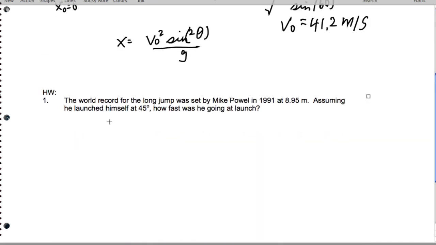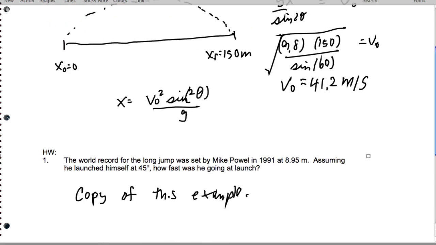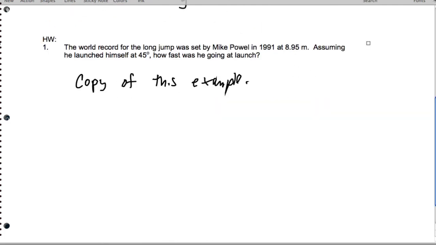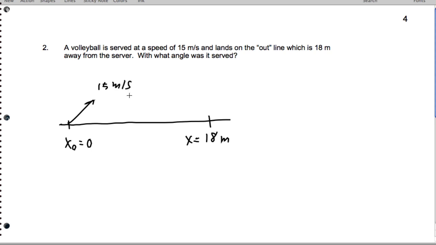Now, problem number 1 is exactly a copy of this example. So you'll go ahead and use this to help you solve this problem here. Now, problem number 2, we have a volleyball. It was served at the speed of 15 meters per second. And it lands here at x equals 18, starting from a position of x equals 0, and it was launched at 15 meters per second. We want to know the angle that it was launched at.